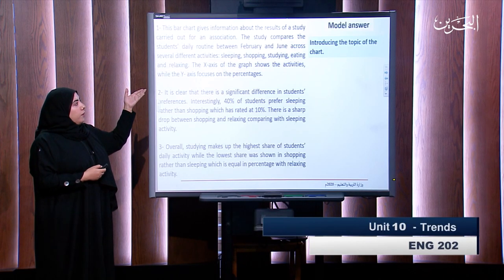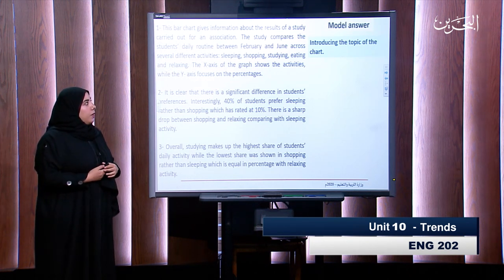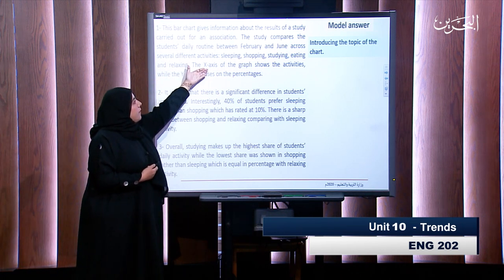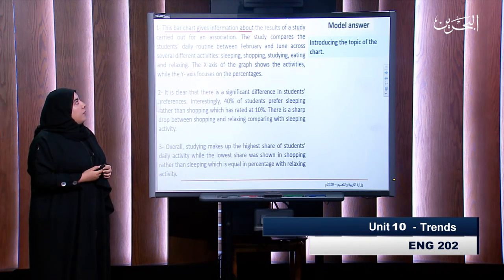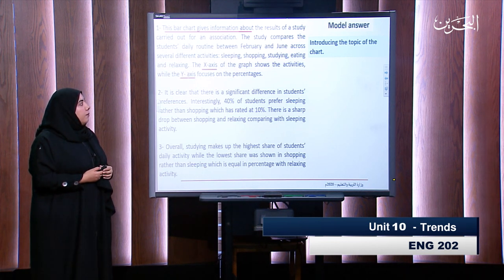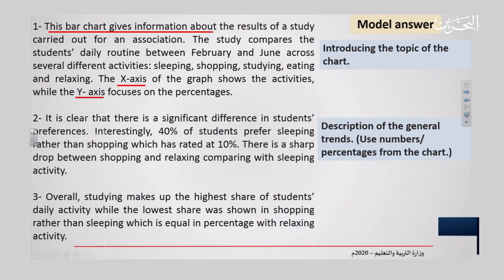Yes, let's check your answers. So, paragraph one refers to the introduction in which you introduce the topic of the chart. And then you can focus on the x-axis and the y-axis as well. As you can see, this bar chart gives information about x-axis, y-axis. Paragraph number two describes the general trends using numbers and percentages from the chart itself. For example, 40% of students, sharp drop.